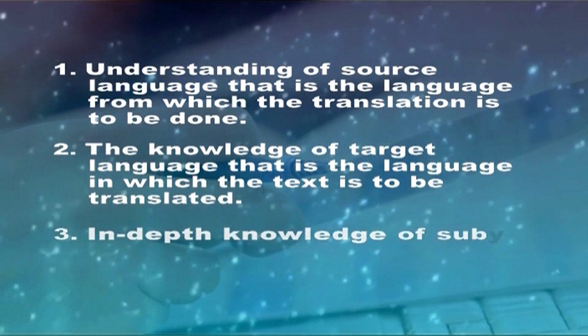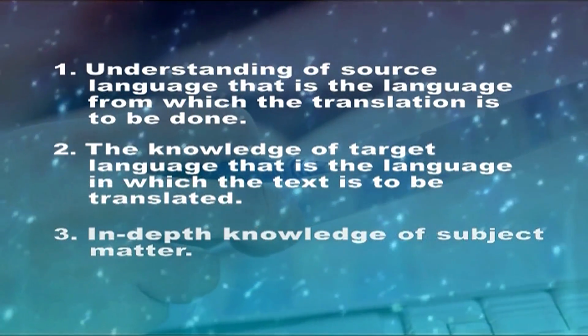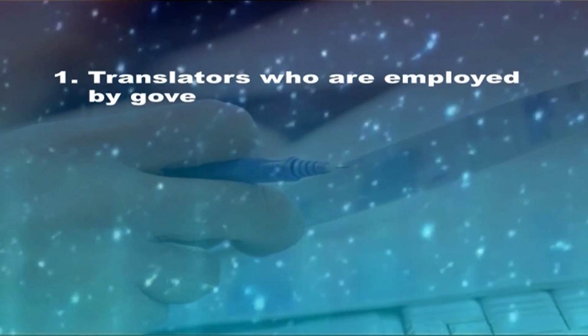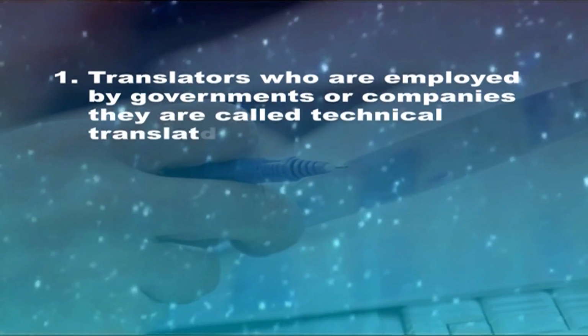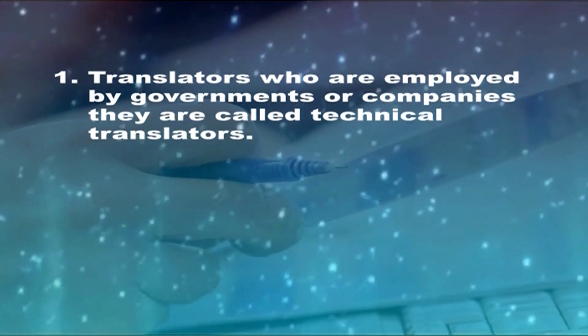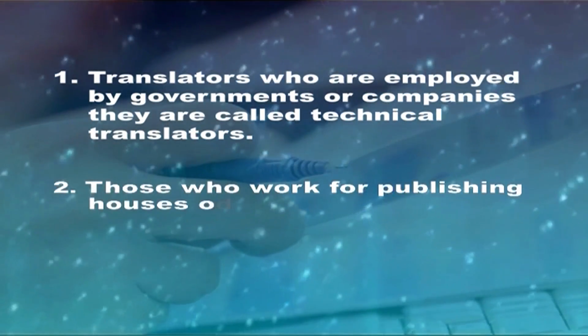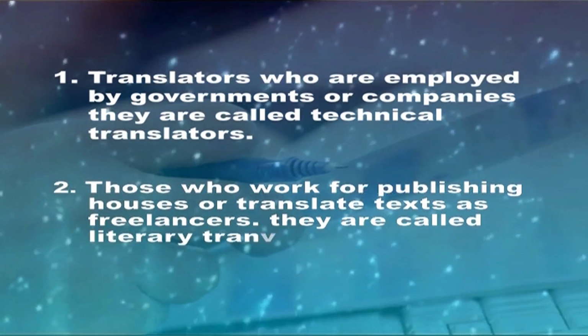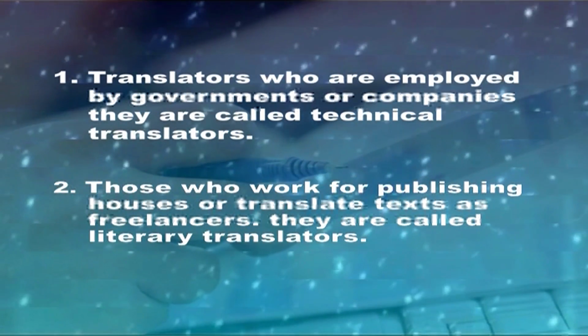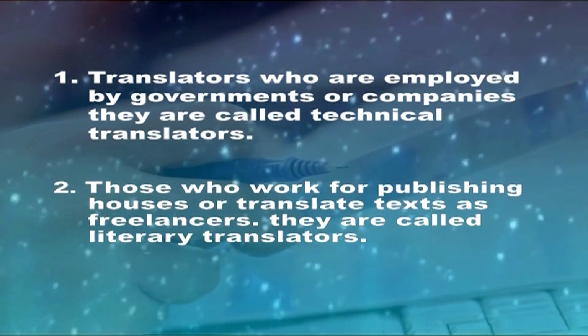The third is in-depth knowledge of subject matter. For instance, a translator who has no knowledge or understanding of physics cannot translate any seminal work in physics. There are 2 kinds of translators. The first one is translators who are employed by governments or companies. They are called technical translators. The second kind of translators comprises those who work for publishing houses or translate texts as freelancers. They are called literary translators.